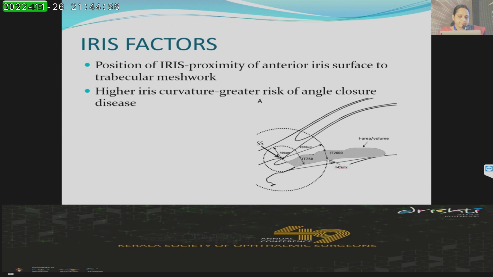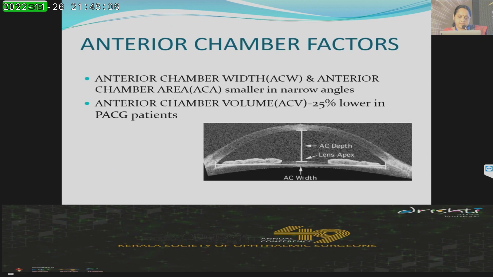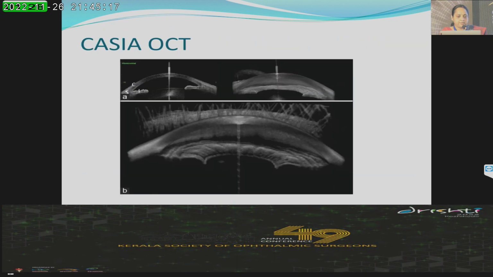The proximity of the anterior iris surface to the trabecular meshwork is important, and if there is high iris curvature, there is a greater risk of angle closure disease. Anterior chamber width and anterior chamber area are smaller in narrow angle eyes, and the anterior chamber volume is approximately 25% lower in primary angle closure patients.